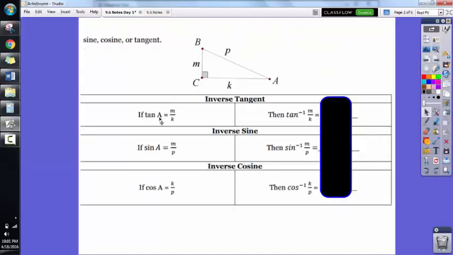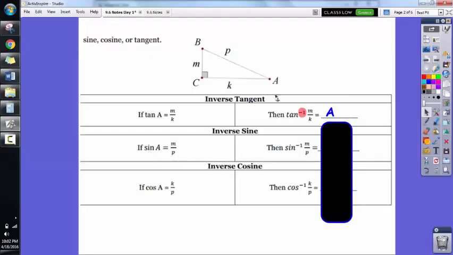If we know the tangent of angle A is m over k, and you know m and k, you can figure out angle A. So this symbol right here, the tangent with the little -1 up there, stands for the inverse. If you did m divided by k and took the inverse tangent of that on your calculator, it will give you the degrees of angle A.